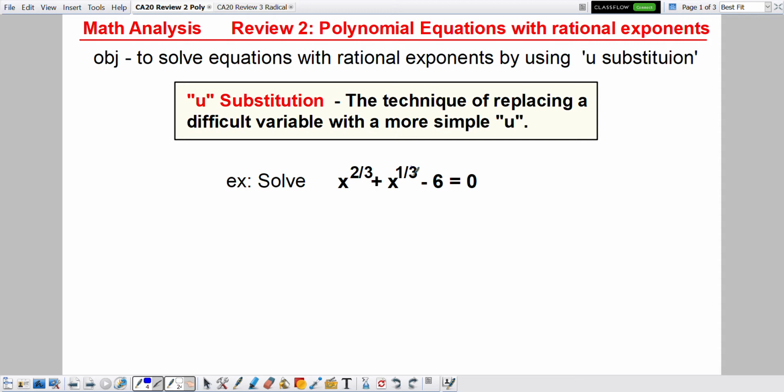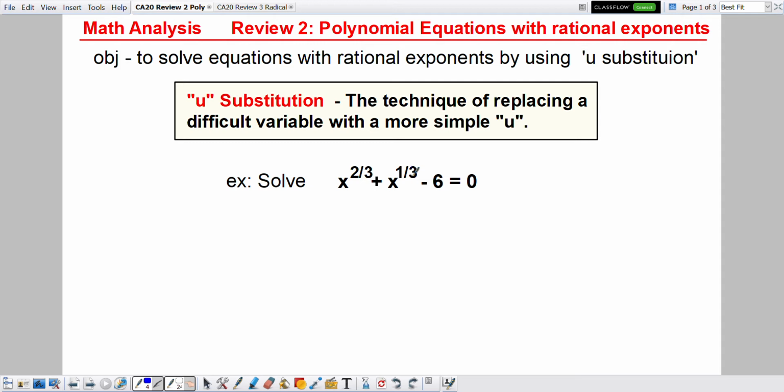Well, one of the methods you can use, and this is borrowed from calculus, is called U substitution. And so as I wrote, it's the technique of replacing a difficult variable with a more simple u. And if you're wondering, why is it the letter u? Well, it could be any letter you choose, but u doesn't get used very often, so we use that.